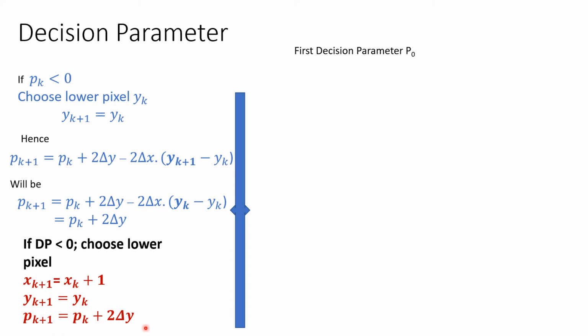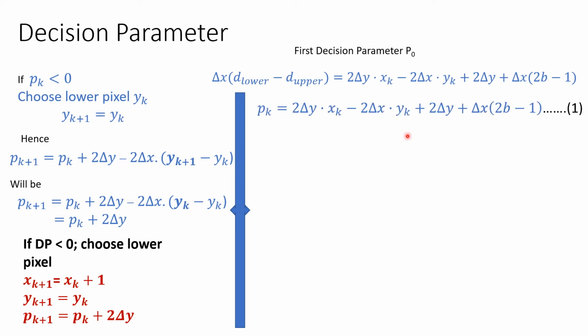So we have seen in both the cases, when the decision parameter is less than 0 and greater than 0, what will be the equations for xk plus 1, yk plus 1 and the next decision parameter pk plus 1. But we cannot start unless and until we have a first decision parameter, which is p0. How to find the first decision parameter?